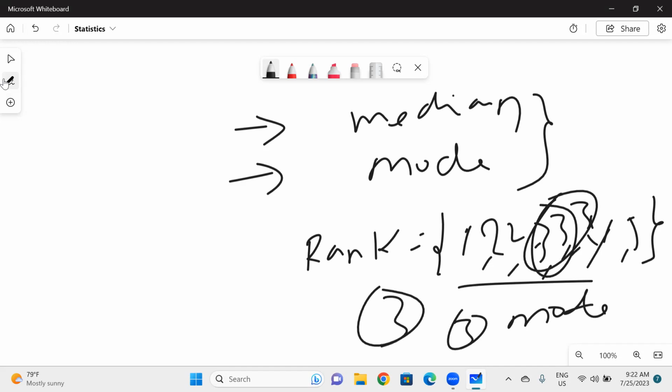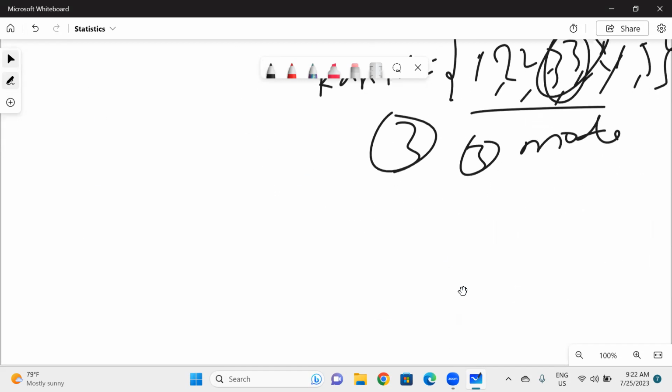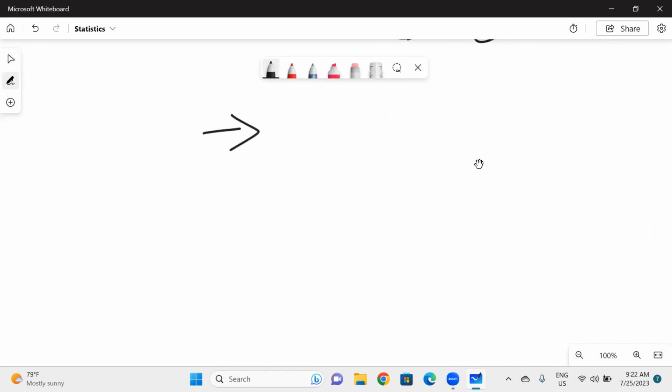I can tell you what is mean and what is median. Those are statistical terms. But when the data is categorical data, and it is ordinal data, then we can perform only mode and median.